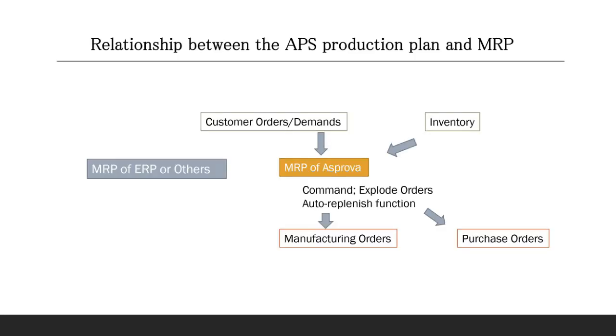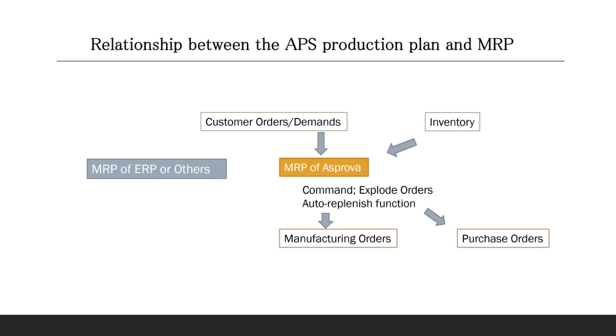So far, we have introduced MRP's functions. Here is an organized explanation of Asprova's APS functions and MRP functions. There is no direct relationship between APS production planning and MRP's quantity deployment. Asprova executes the MRP function by the explode orders command, and does not execute the APS scheduling logic at this point.